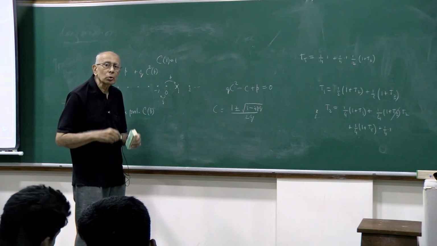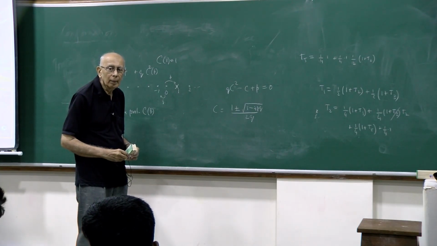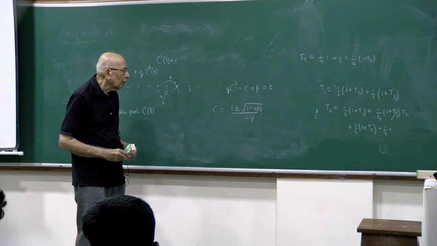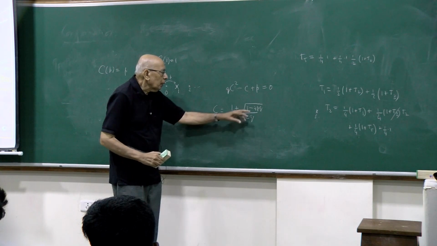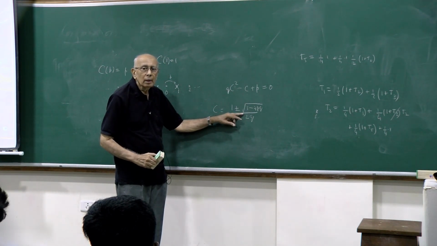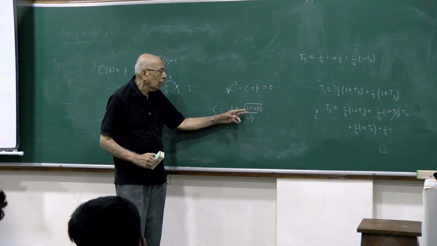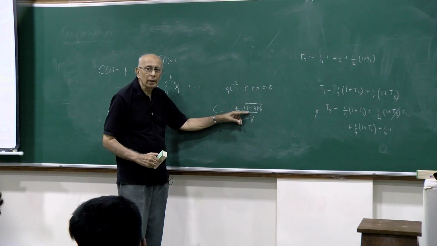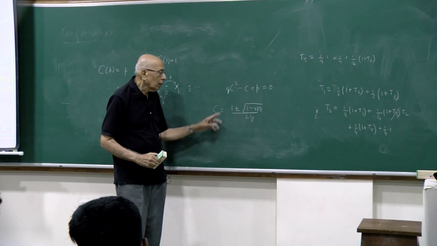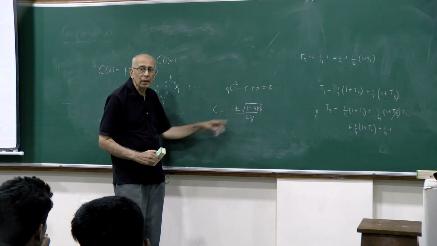Which route are you going to choose? 1 minus. Because the arithmetic mean can never be smaller than the geometric mean. Can 4PQ ever be bigger than 1? It cannot be bigger than 1. It's equal to 1 only when P equals Q equals half. So this is the real radical. It becomes bigger than 1 if you choose the plus sign, so you have to choose the minus sign.